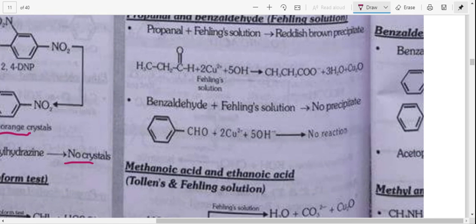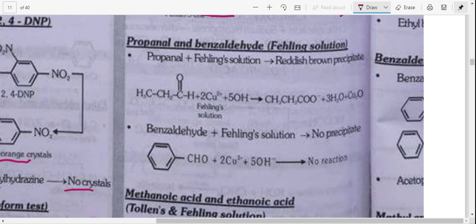And next, propanal and benzaldehyde by Fehling solution. How will you distinguish? Propanal is an aliphatic aldehyde, so it will definitely give reddish brown precipitate. While benzaldehyde, when reacted with Fehling solution, will give no reaction and no precipitate.